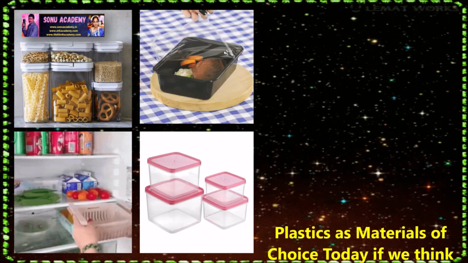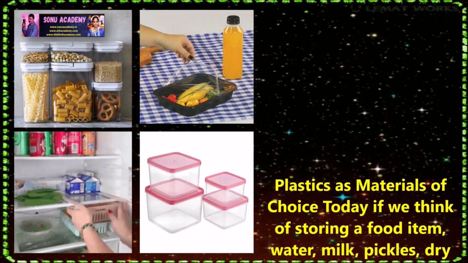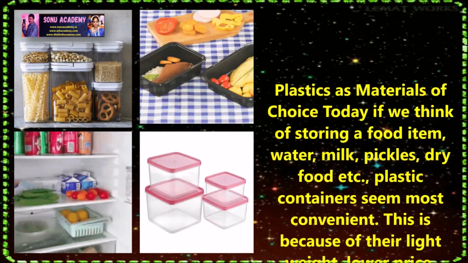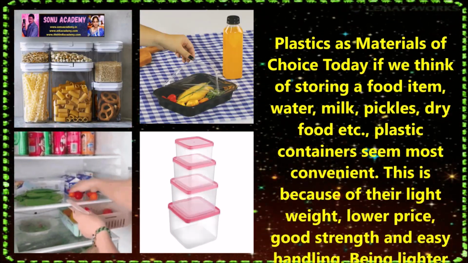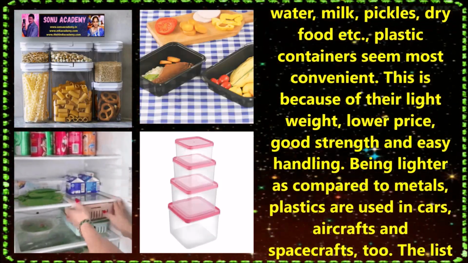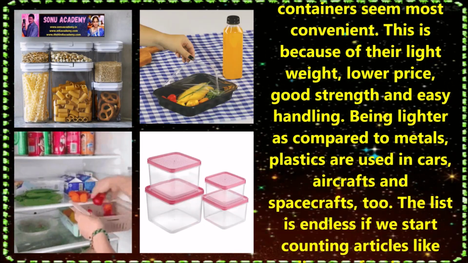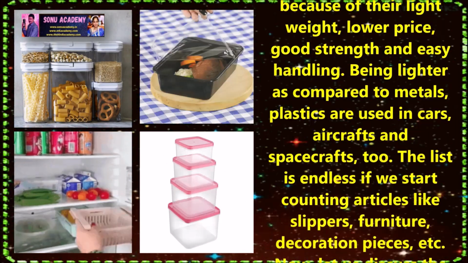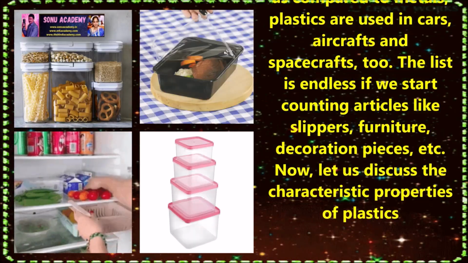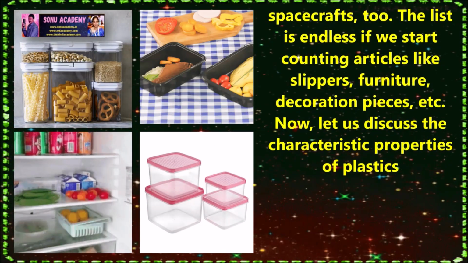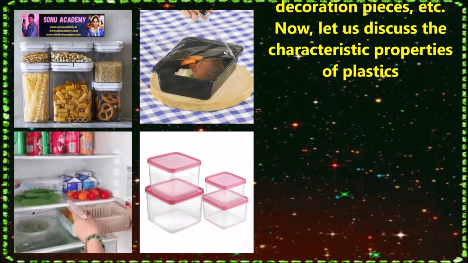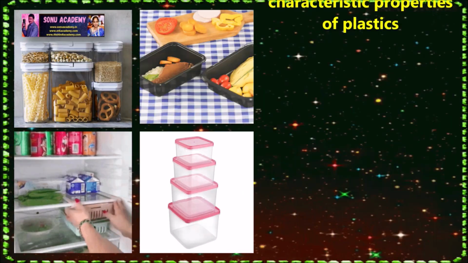Children, plastic is a material of choice today. If we think of storing food items, water, milk, pickles, dry food, etc., plastic containers seem most convenient. This is because of their light weight, low price, good strength and easy handling. Being lighter as compared to metals, plastics are used in cars, aircraft and spacecraft too. The list is endless if we start counting articles like slippers, furniture, decoration pieces, etc.